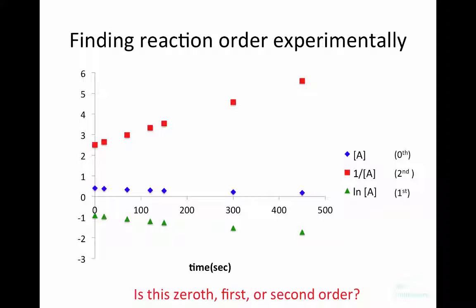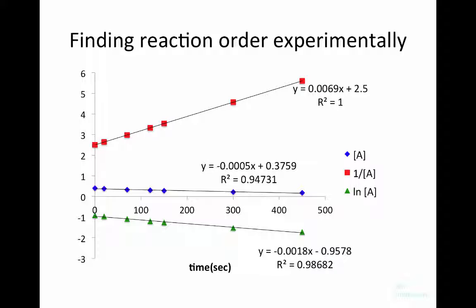The answer is you use the linear fit on Excel. And you put a trend line in and you look at not only the slope, but also the r squared. The r squared is a value that shows you how linear something is. So the closer you are to 1, the more linear you are. So here, if you look at the bottom, our first order green points, our r squared is 0.98. That's really fairly linear.